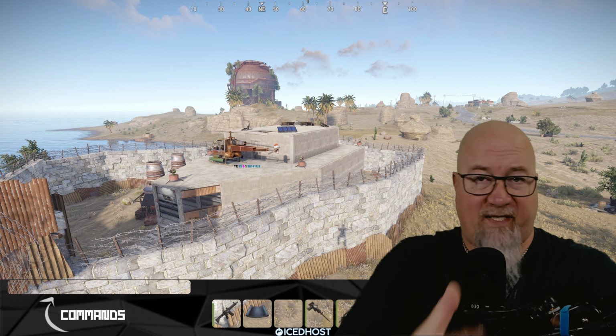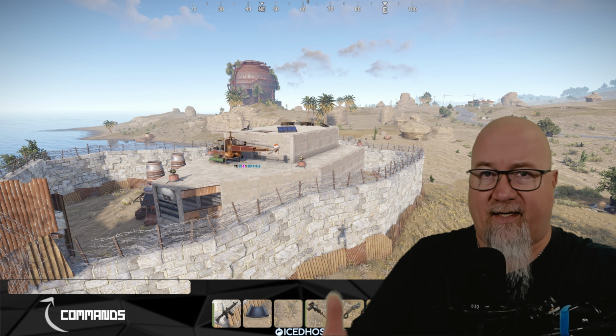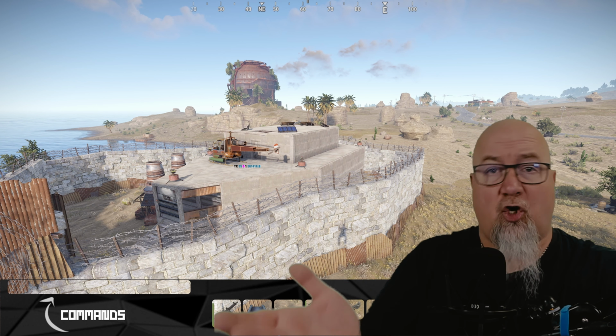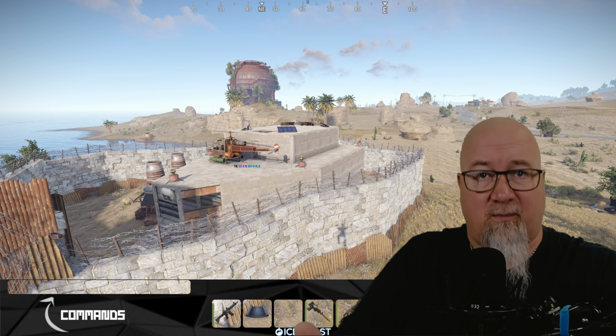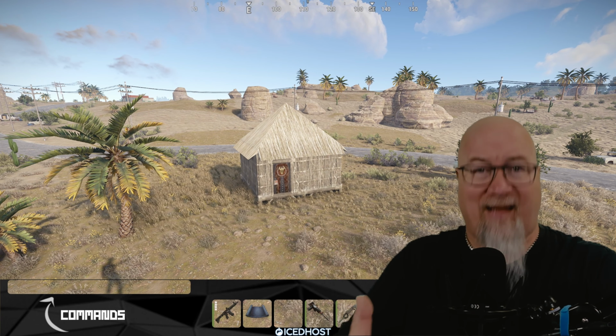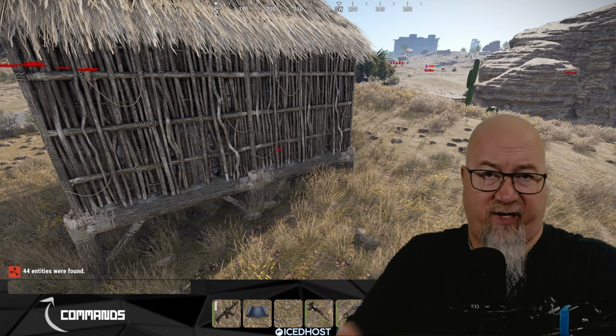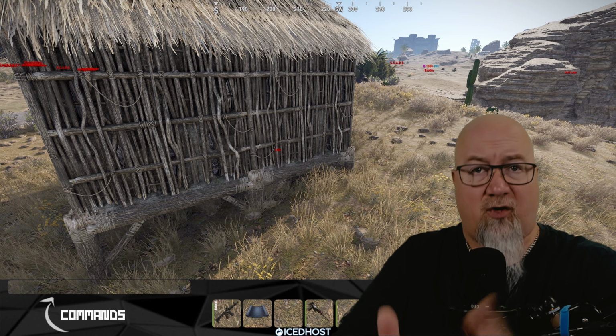So I have my text really small on my server because I have good eyes and I can see that. But as you can see, right underneath that attack heli, you can see a whole bunch of information about the TC in my base. Whereas this base doesn't have a TC in it. And if I do /radar buildings, it'll show me the name of the player that built this building, even though there's no TC in it.